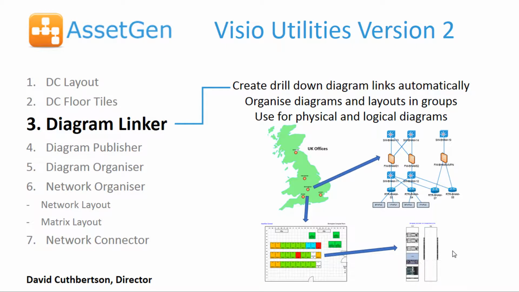I'm a director at AssetGen, and I'm going to take you through in this video how our Module 3 Diagram Linker works as part of our Visio Utilities suite. The Diagram Linker is designed to create drill-down diagrams automatically to allow you to drill into greater levels of detail, and to be able to organize diagrams and layouts in groups. You can use it for both physical and logical diagrams, and I'll show you examples of both in this video.